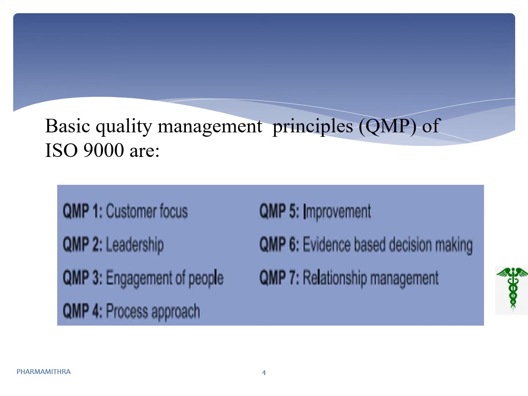So in that ISO 9000 series, we can see some quality management principle followed by the ISO 9000 series like QMP 1, 2, 3, 4 like that. So mainly they focus on customer focus, leadership, how we can engage the people, the process approach, how we can improve relationship management like that.